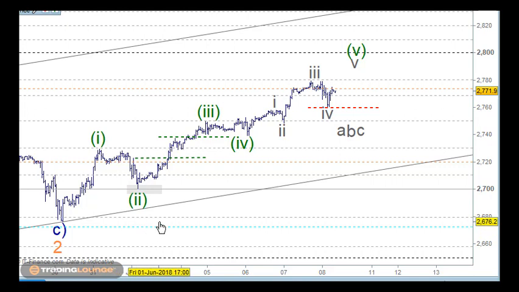But what we can work with is that if this low is taken out here, then you need to be on the short side, just in case I'm wrong for whatever reason, because then that would create overlapping wave structures. So that's a critical point, that low there. And the 2,772 here is really important within group 2 as support. You could go long on that.